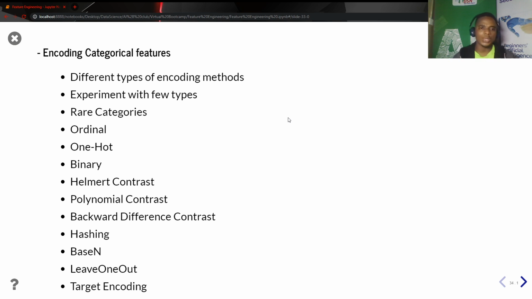Now, how can we encode our categorical data? There are several ways we can do that. Several ways you can use to encode your categorical data. And what does it even mean? What's the meaning of encoding categorical data? For now, we are going to focus on the one-hot encoding.